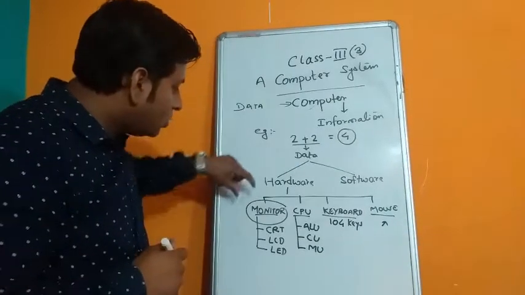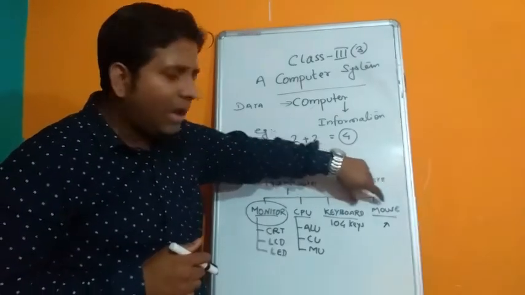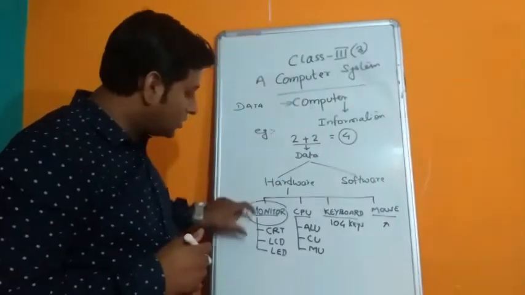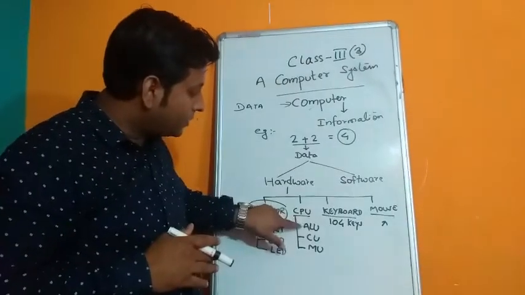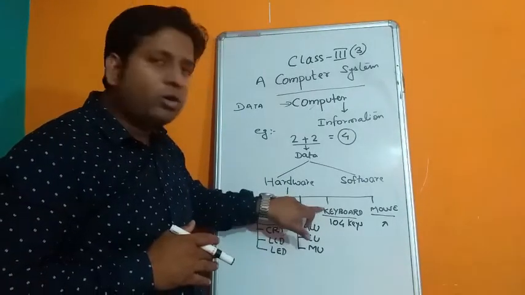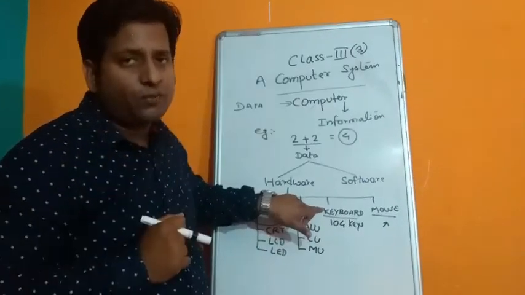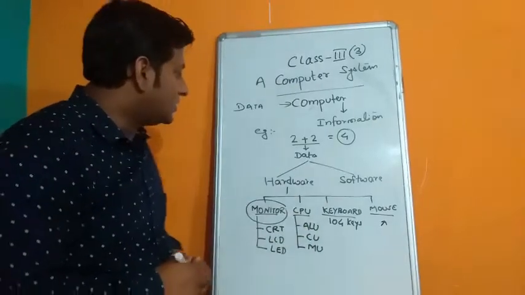So children, what did you understand? Hardware fundamental parts are monitor, CPU, keyboard and mouse. Monitor has 3 different types: CRT, LCD, LED. CPU has 3 parts: ALU, CU and MU. Keyboard, how many keys are there? 104 keys. Clear? Okay children.